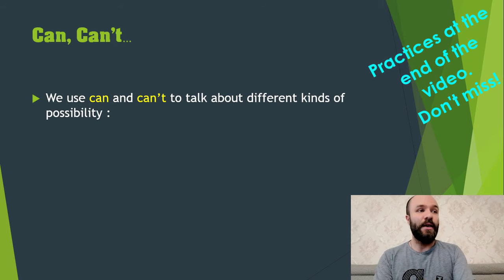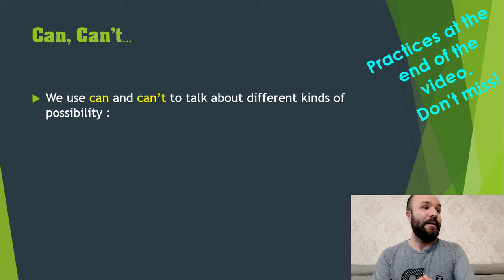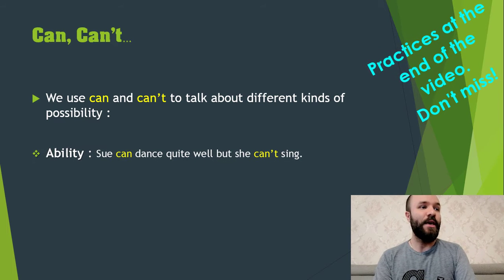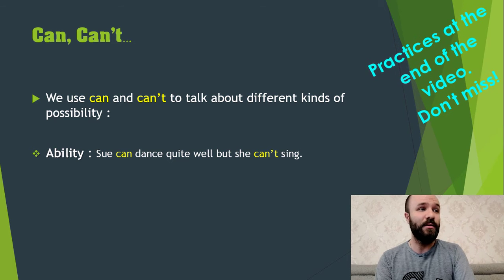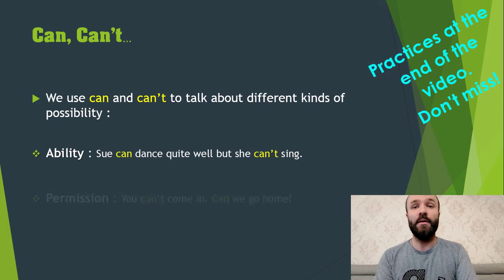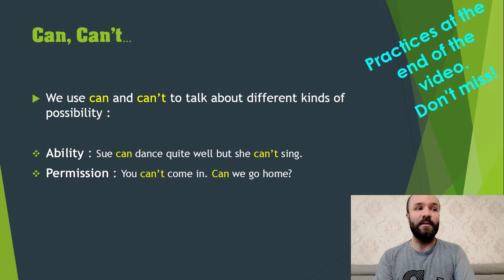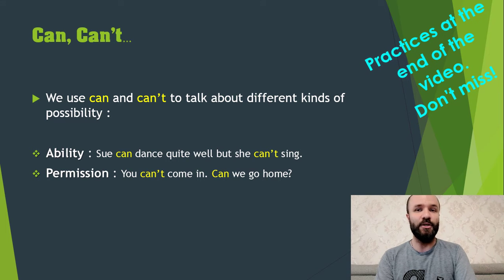We use can and can't to talk about different kinds of possibility. Ability: Sue can dance quite well, but she can't sing. So it's about Sue's abilities. Permission: You can't come in. Can we go home? Both of them are permissions.